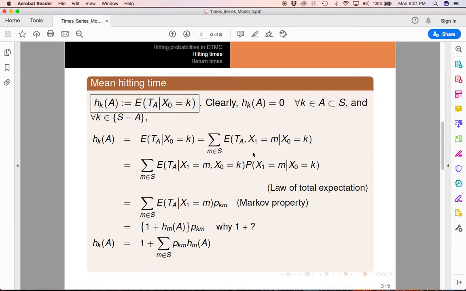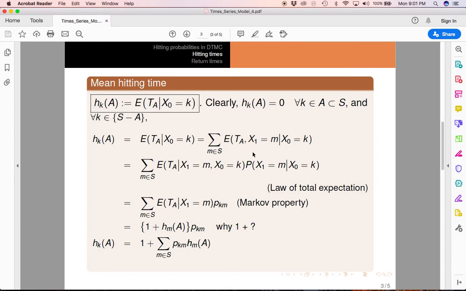The next thing that might concern us is the mean hitting time. How much time, how many steps, do we have to take before we actually hit this state or set A, which we define here by eta sub K of A as the expected value of T sub A, which is a random variable, given that we began from the state K.